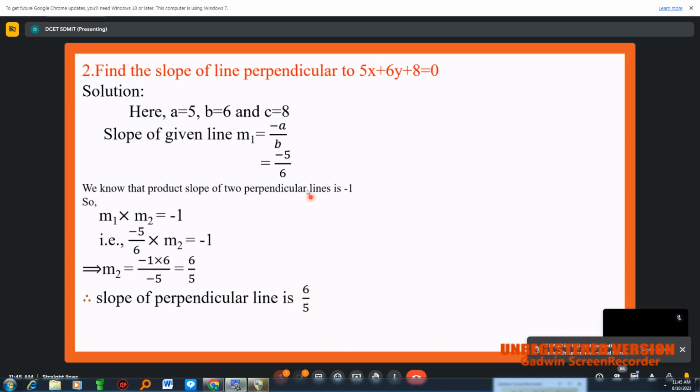Right. So now if you multiply this m1 and m2, you will get minus 1. So that clears this problem. If you want to take it down, you can take down the problem.